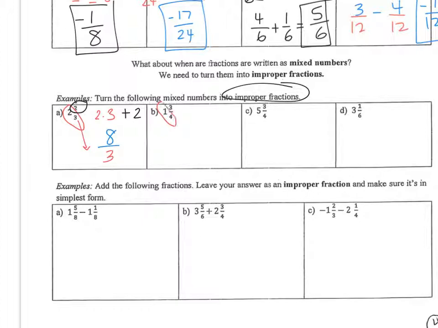So let's do B again. 1 times 4 plus the numerator, which is 3. So 1 times 4 is 4. 4 plus 3 is 7. And then we keep the denominator as 4, because that's our denominator right there. Letter C, multiply the two numerators. 5 times 4.